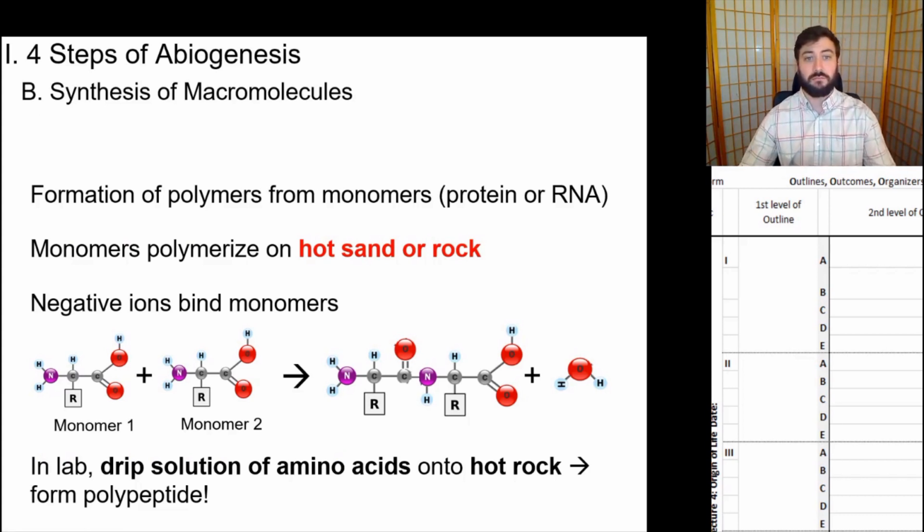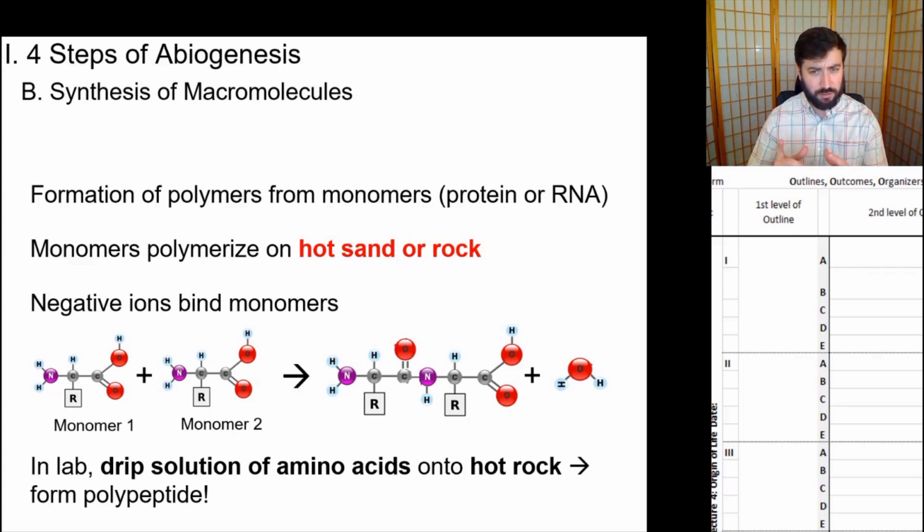So now we've got these major building blocks of monomers, right? So how do we start snapping these things together? Well, it's actually a lot simpler than you expect. You could literally take some monomers and drip them onto hot sand or rocks, and the negative ions bind those monomers together. You can literally drip amino acids onto hot rocks and they'll form polypeptides.